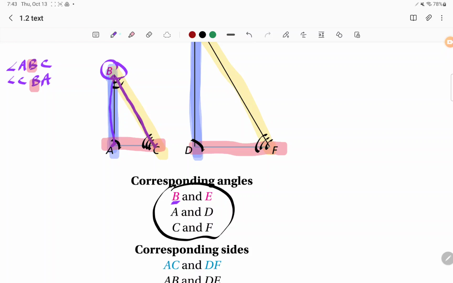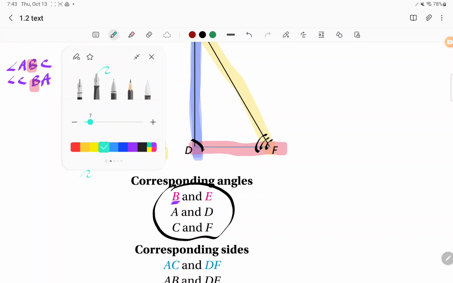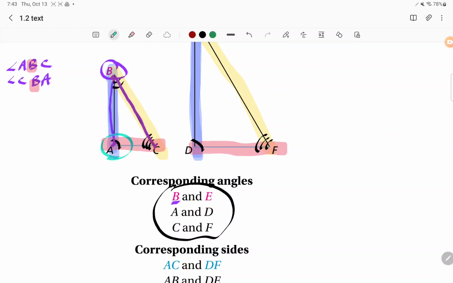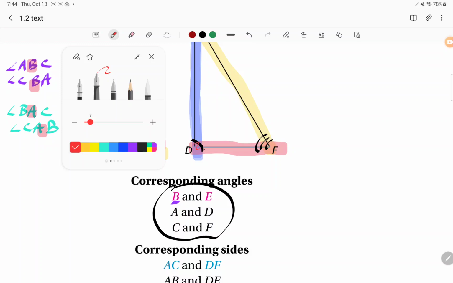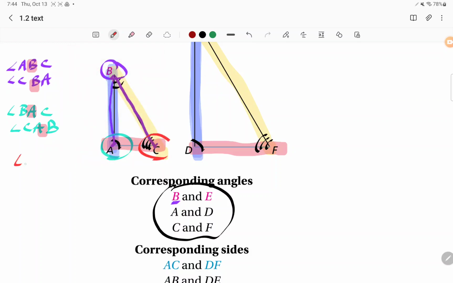If we show angle A, let's do this in a different color. So angle BAC or angle CAB. Again, A is your middle letter. Those are two different ways to show angle A. And then lastly, let's look at angle C. Angle BCA, or angle ACB. You notice C is your middle letter. Those are two different ways to show angle C.